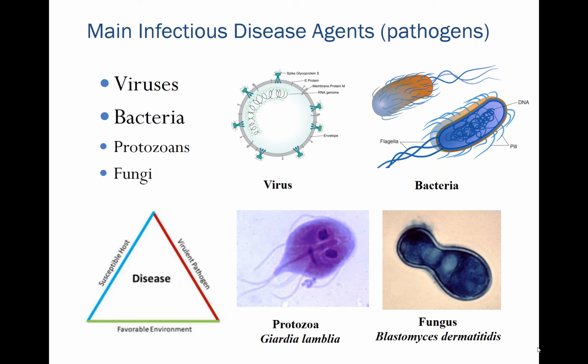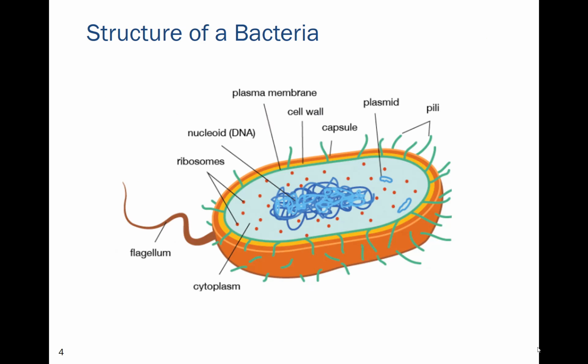So we're going to talk about infections today and disease pathogens. It's important to recognize that there are generally four groups of pathogens: viruses, bacteria, protozoans, and fungi. The most important being viruses and bacteria. So the pathogen, depending on its virulence, interacts with a susceptible host and a favorable environment. And depending on the outcome of this interaction, you may have asymptomatic infection, mild disease, or a severe and fatal disease.